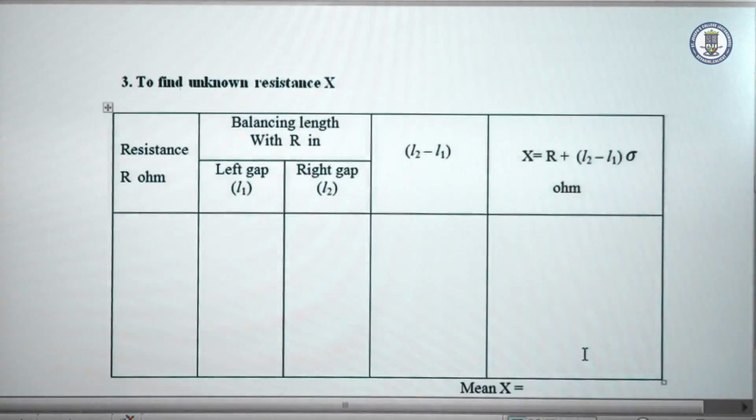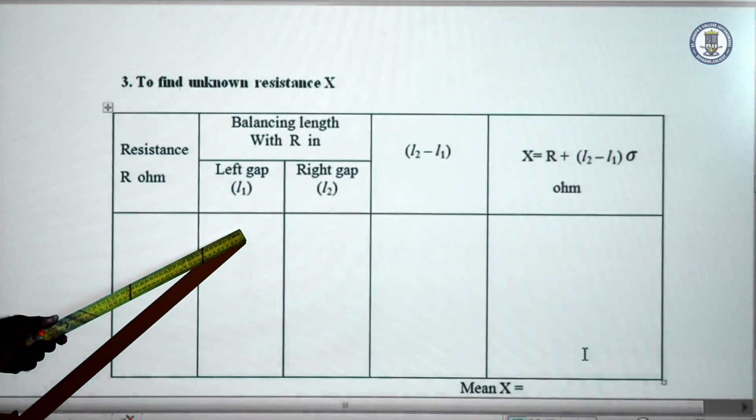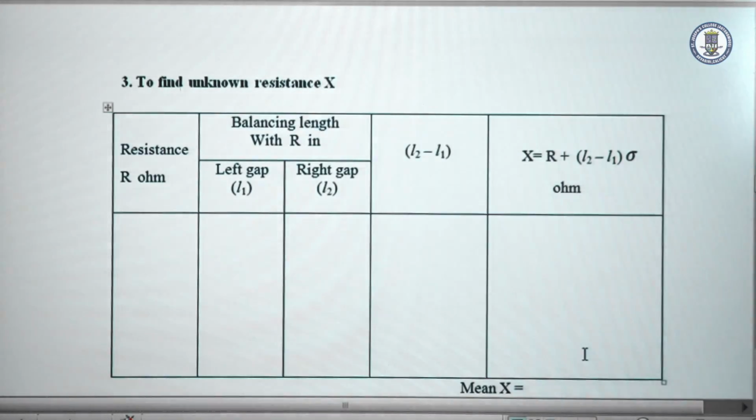Then for the determination of X, we are using a resistance, say 2, 3, 4, 5 ohms we can use. Then when the unknown resistance is connected in the gap G1, the balance length will be L1. So, for each resistance the balance length is determined. Then the unknown resistance is connected in the right gap, then the balance length is L2. Then we can determine the value of L2 minus L1. Then the unknown resistance is calculated using the formula X is equal to R plus L2 minus L1 into sigma. Here we are denoting it as sigma, the resistance per unit length of the wire.